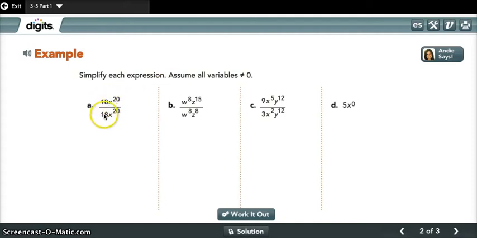18x to the 20th over 18x to the 20th. Well, if we subtract these exponents, we would get x to the 0. And if we do 18 divided by 18, we would just get 1. So that's going to be 1. Let's take a look at B. I'm going to put this one in our notes.